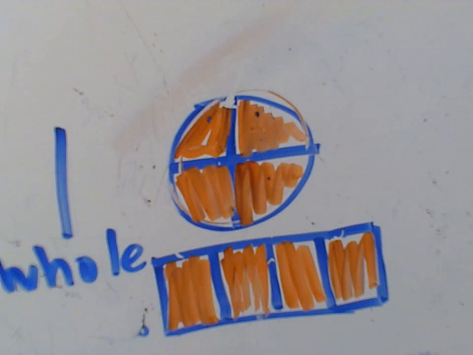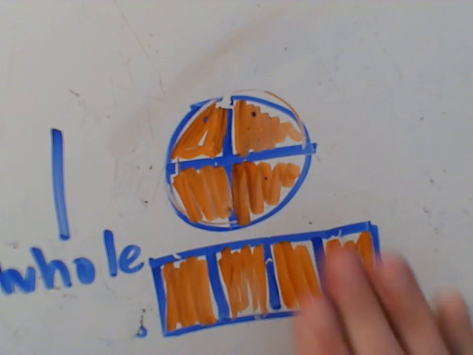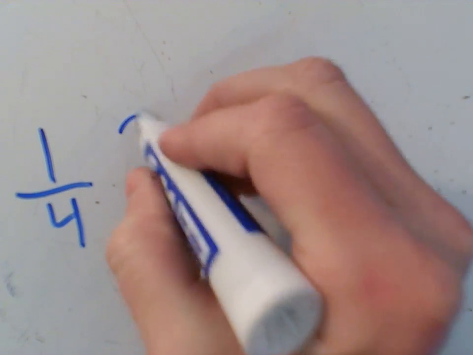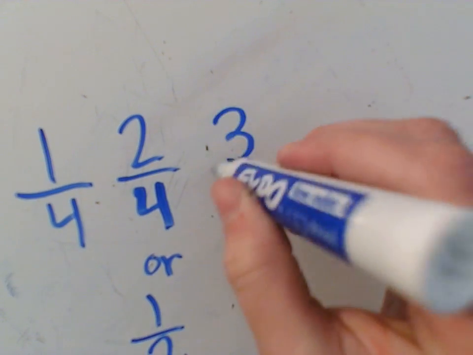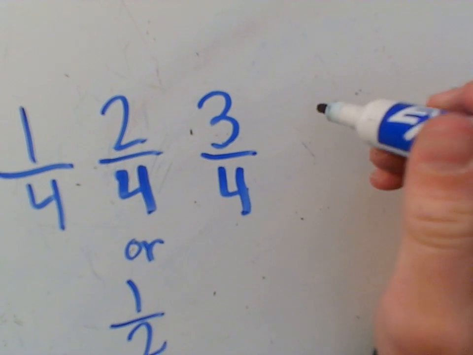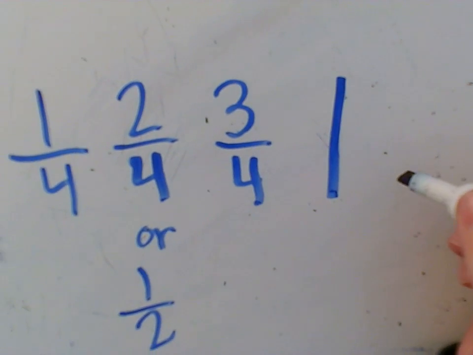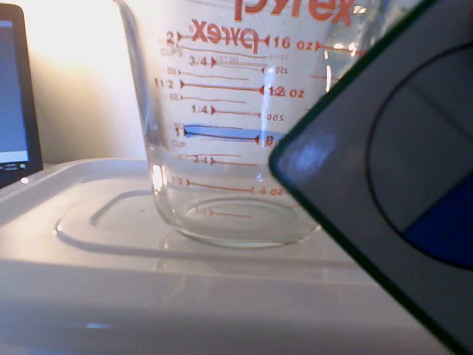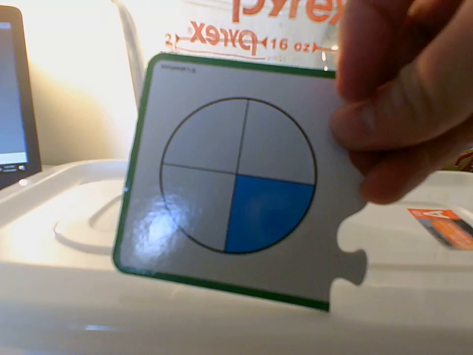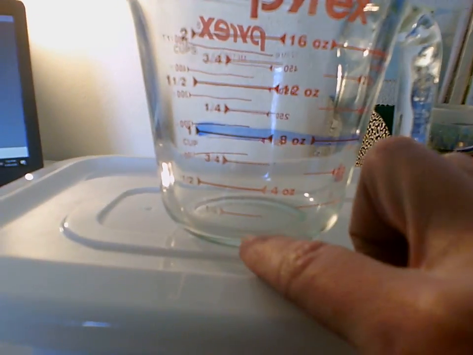All right, so I'm going to show you the same process, but with a measuring cup and some water. I'm going to show you what it looks like to do 1/4, 2/4, or 1/2, 3/4, and 1 whole cup of water. Okay, so first I'm going to show you 1/4. Okay, here's another way to look at it. 1 out of 4 pieces are shaded. So 1/4 on my measuring cup is right here.